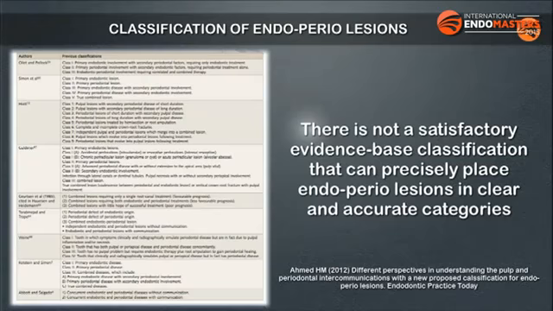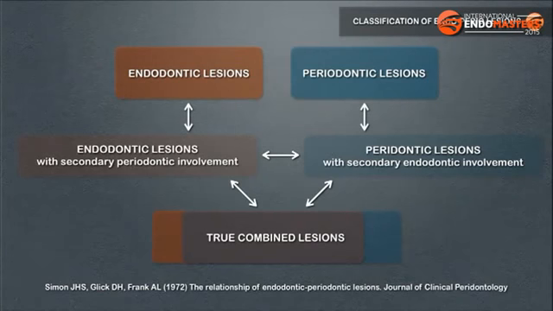periodontal diseases. The most popular classification of endoperio lesions was formulated in 1972 by Simon, Frank, and Glick. This classification is based on the possible etiology, diagnosis, and prognosis of treatment. The classification includes 5 categories. On the top, you can see the pure lesions. Pure lesions can be divided into 2, primary endodontic disease and primary periodontal disease.